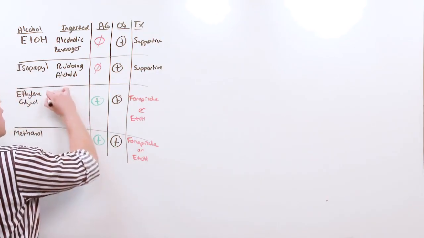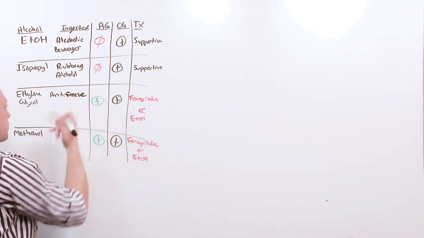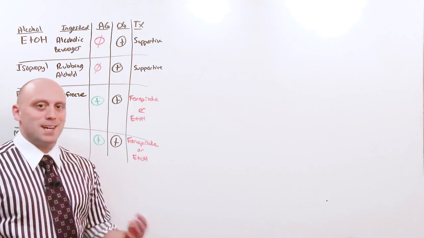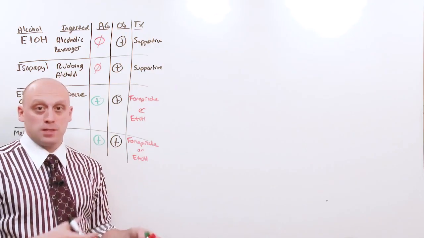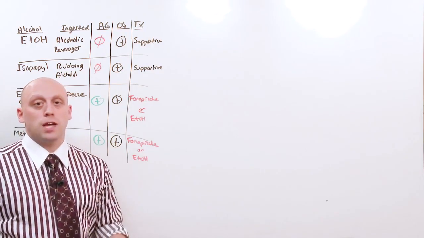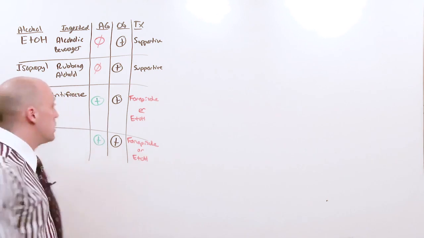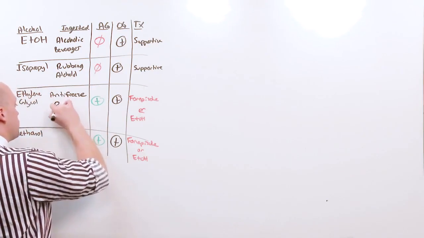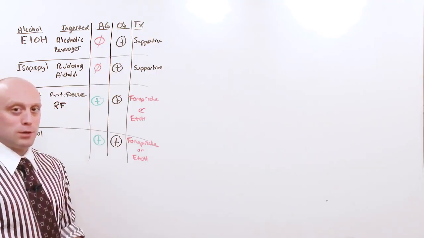Ethylene glycol comes in antifreeze. Antifreeze is sweet tasting, so you might get an accidental ingestion in pediatrics, someone who's drinking antifreeze because it tastes sweet, or again, someone who can't afford the alcohol. Ethylene glycol is particularly bad because it causes renal failure. But that also helps you remember what you can do to help diagnose it.